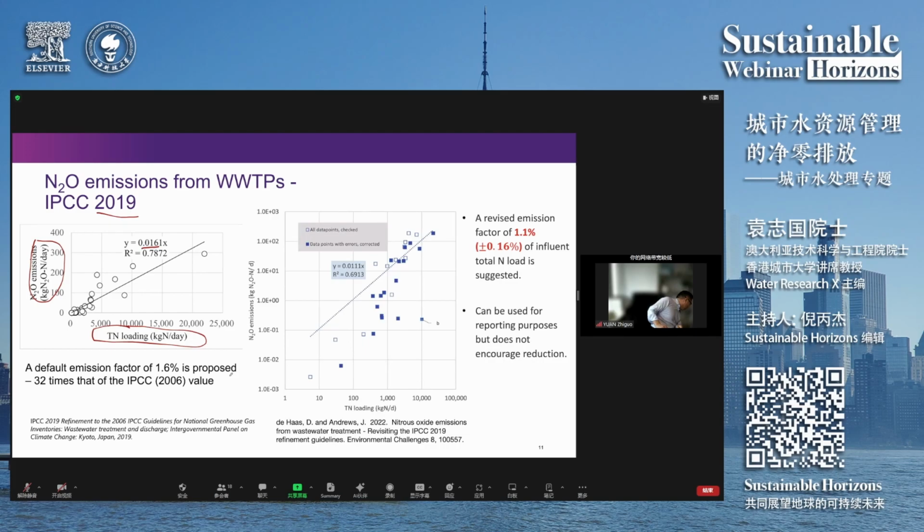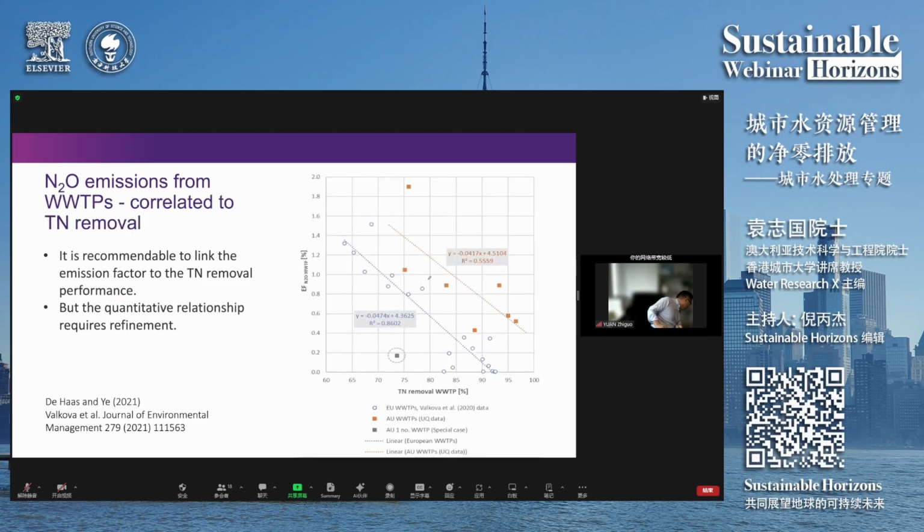Unfortunately, later researchers found that there were some errors in the IPCC calculations. With all the errors in the data corrected, the emission factor is about 1.1%, so lower than 1.6. So this agrees quite well with the three data sets I just presented to you. Let's say roughly 1% on average, 1% of the nitrogen added to the wastewater treatment plant is converted to N2O.